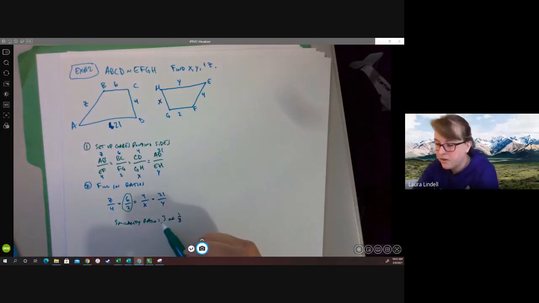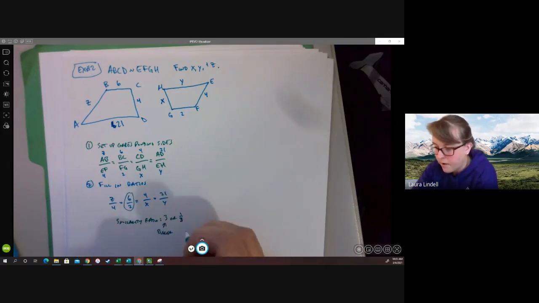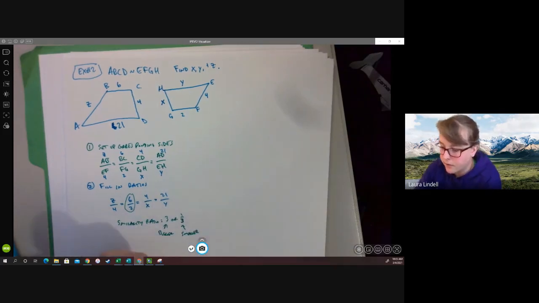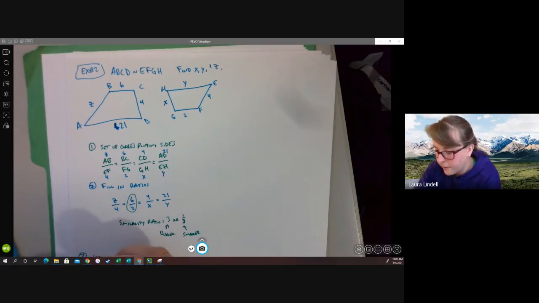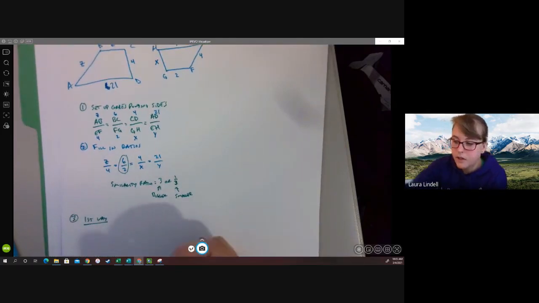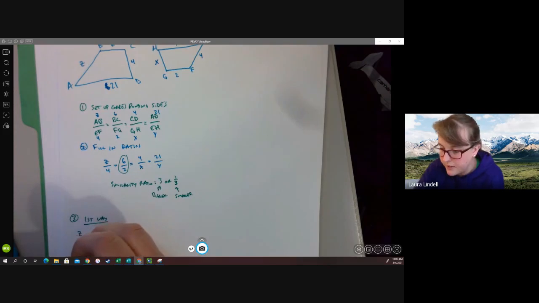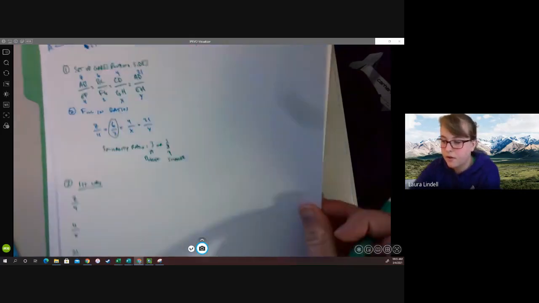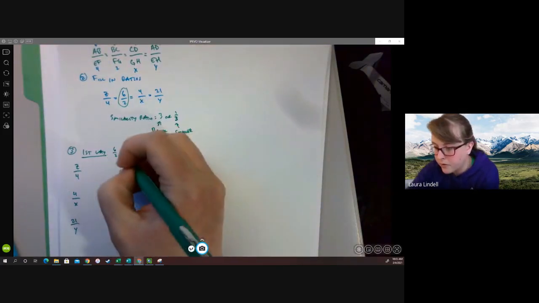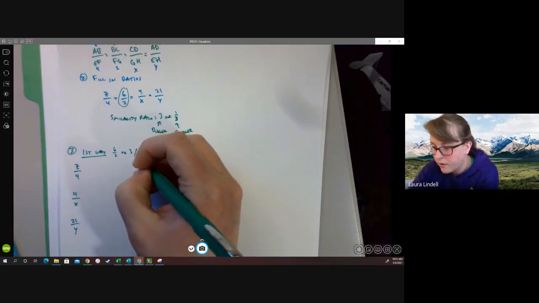Okay. So our similarity ratios are 3 or 1/3. So this one is bigger. 1/3 is smaller. So kind of step 3 down here, showing it the first way. I'm going to take my other proportions. We had Z over 4, we had 4 over X, and we had 21 over Y. Okay. And then knowing our similarity ratio was 6 over 2, or 3, or 1/3.